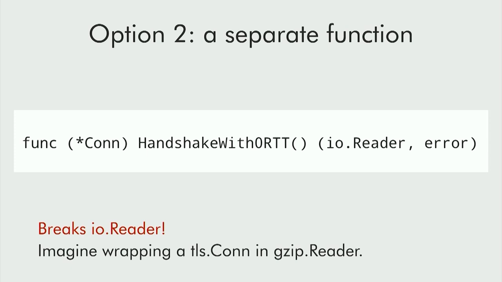This seems to work, but it breaks one of the nicest things about Go. In Go, we can compose interfaces. That's exactly what we're doing with tls.Conn. If you wanted, for example, to wrap your tls.Conn in a gzip reader, you could just wrap the gzip reader around the tls.Conn, which in turn is wrapped around the tcp.Conn. And when you read from the gzip reader, you are reading something that is automatically decrypted and decompressed.